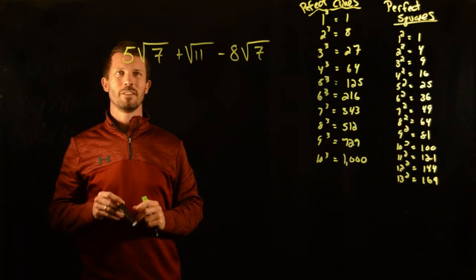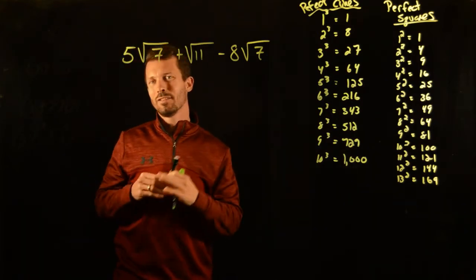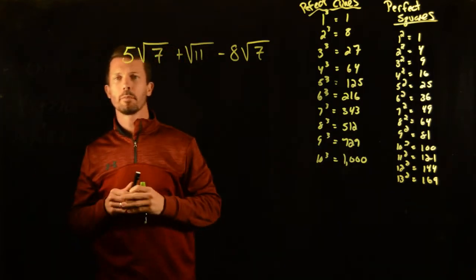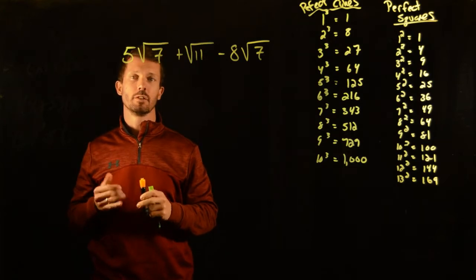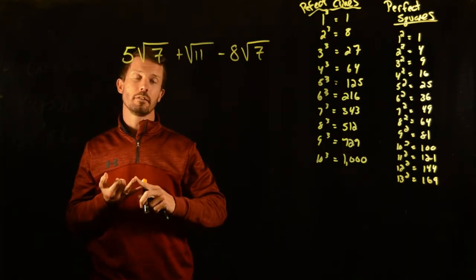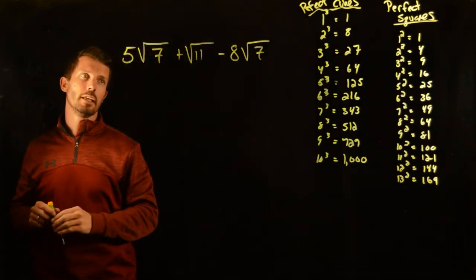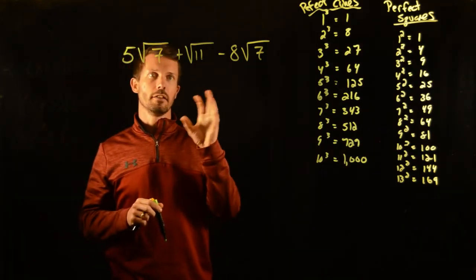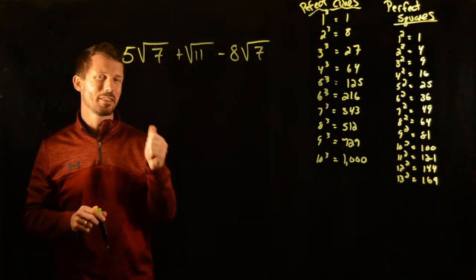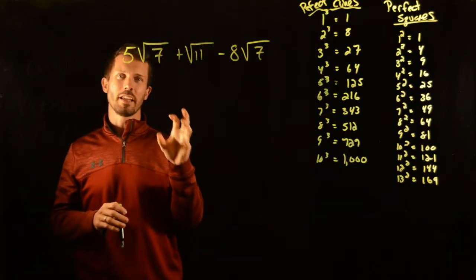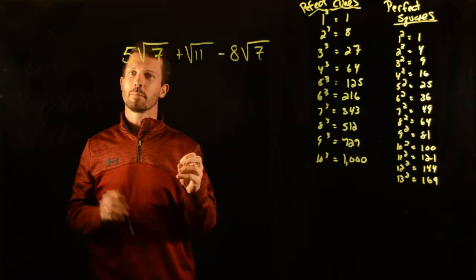Alright guys, in this video, the last two examples that we have for this section is dealing with adding and subtracting radicals and then multiplying radicals. The first example here I'm going to show you is how to add and subtract radicals. Now the big thing that you guys need to know of is what a like radical is. Now that's the same thing as a like term.